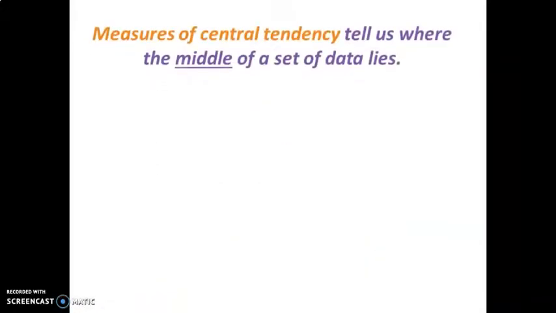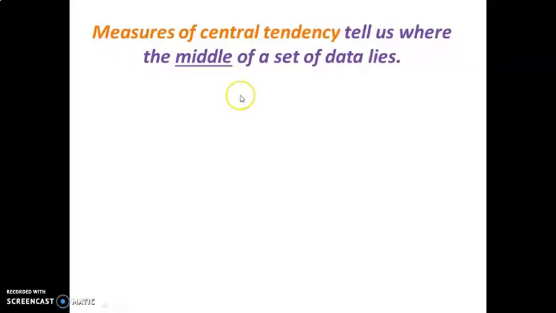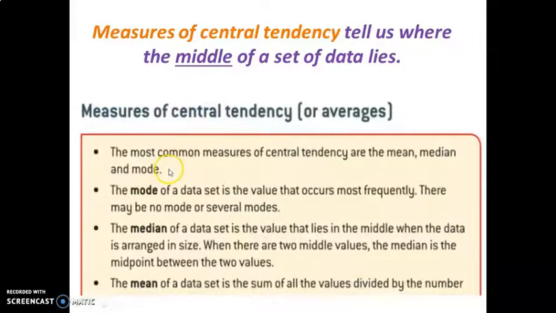Okay, so let's define those more clearly. The measures of central tendency, again, tell us where the middle of a set of data is, and here are the most common ones: mean, median, mode. To begin, mode. A mode of a data set is the value that occurs most frequently. There may be no mode or several modes. So unlike median and mean, there can be several modes.